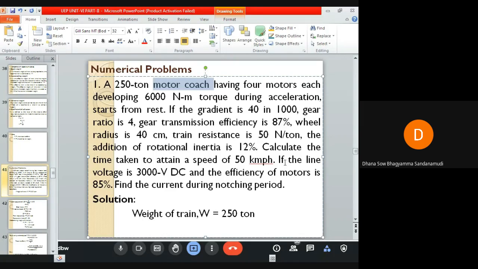You have to calculate the time taken to attain the speed of 50 kilometers per hour, and also line voltage is given, that is 3000 volts DC, and efficiency of the motor is given 85%. So you have to determine the current during notching period. Write down the problem in your notes.